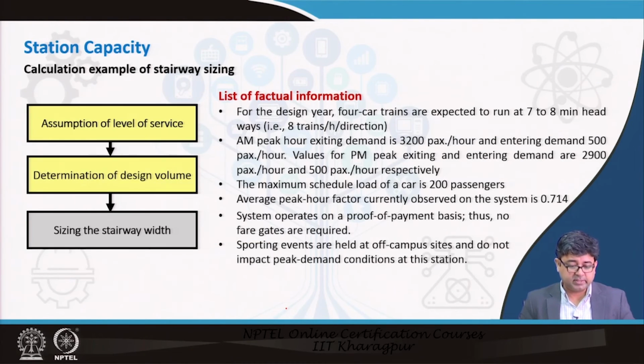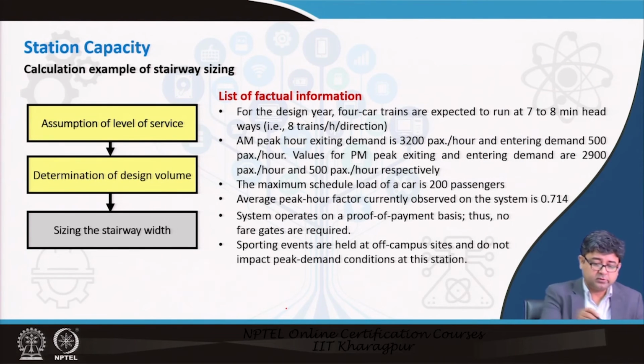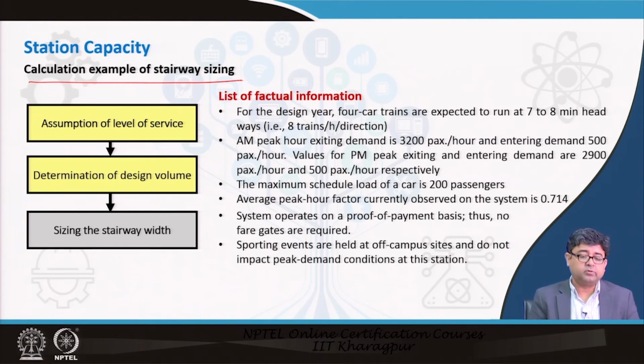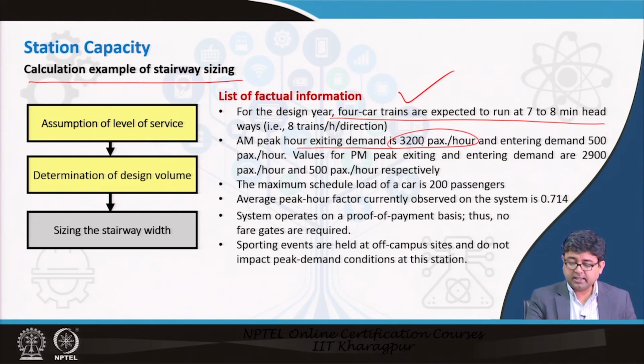One of those is this ticket machine system. So, here is again just an example of how to develop the capacity of a stairway. A lot of information is given here regarding the design. There are 4 train cars that are expected to run at a headway of 7 to 8 minutes, 8 trains in one direction. AM peak hour demand is this many passengers, PM peak entering and exiting as that, with a maximum hourly of this. A maximum scheduled load of a car is 200 passengers.